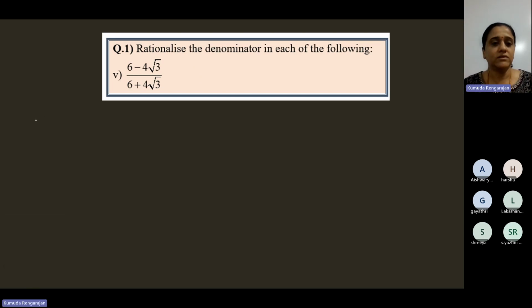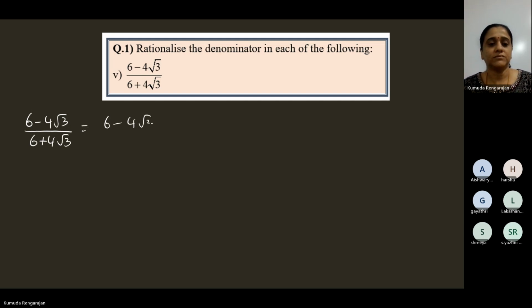Do this together. So what's a rationalizing factor? The denominator is 6 plus 4√3. So the rationalizing factor is 6 minus 4√3.